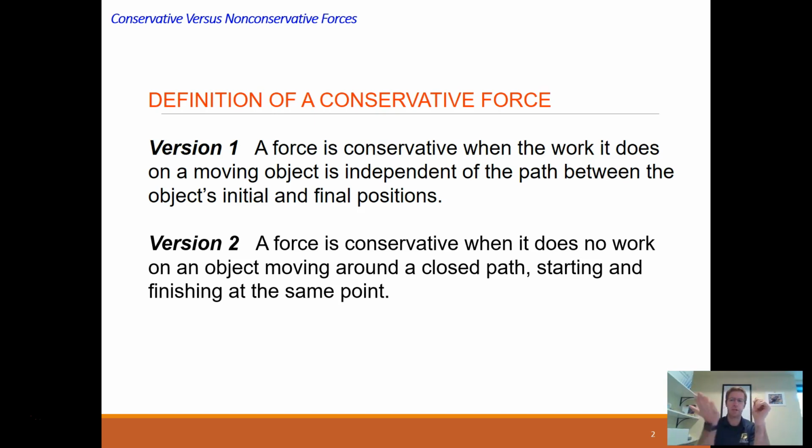Whereas with something like friction, let's say we're taking my phone and sliding it down my hand, and then sliding it back up. Friction is going to do negative work in both cases, so friction is not a conservative force because the total overall work done by friction is not zero. It's negative in both directions, so you have an overall negative work done by friction.